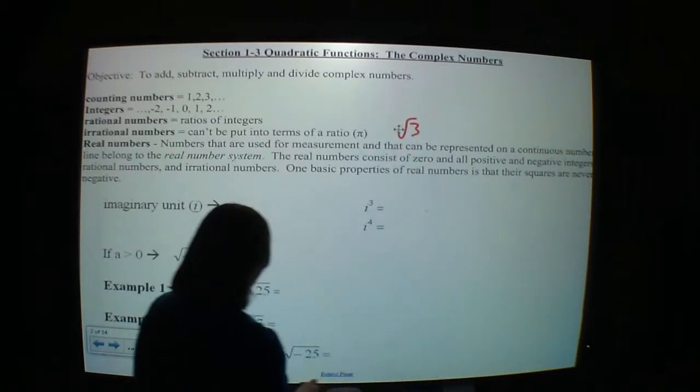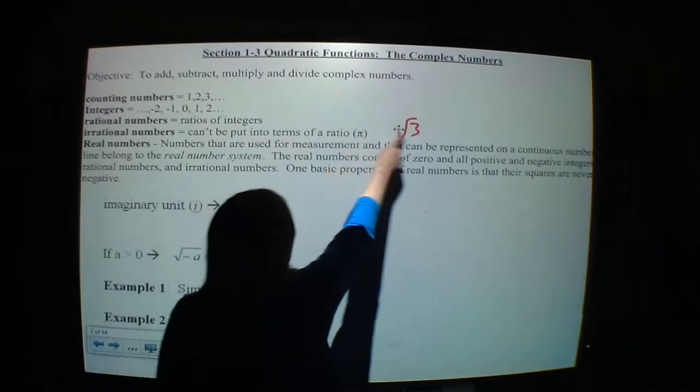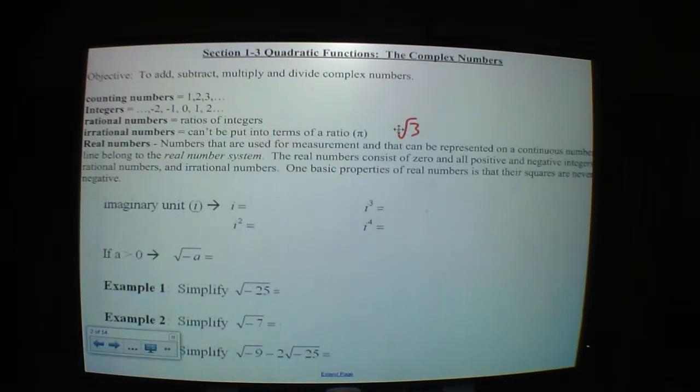Radical 3 would be irrational. Those are some examples of irrational numbers. And real numbers would basically be anything on the number line. So these are real. They're just, you can't put them as a fraction because they fall on the number line somewhere. So real numbers are numbers that are used for measurement that can be represented on a continuous number line belonging to the real number system. The real numbers consist of 0 and all positive and negative integers, rational numbers, and irrational numbers.